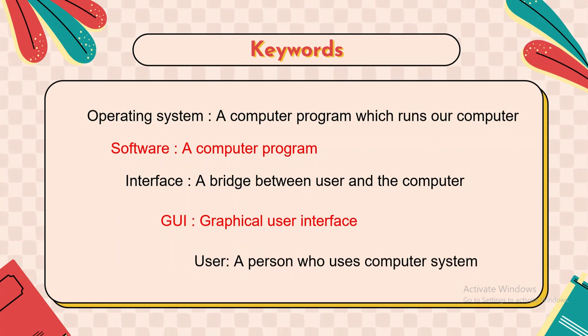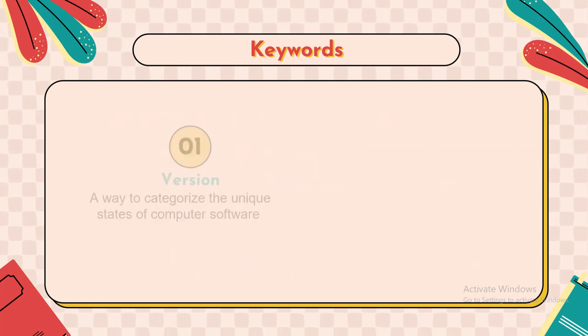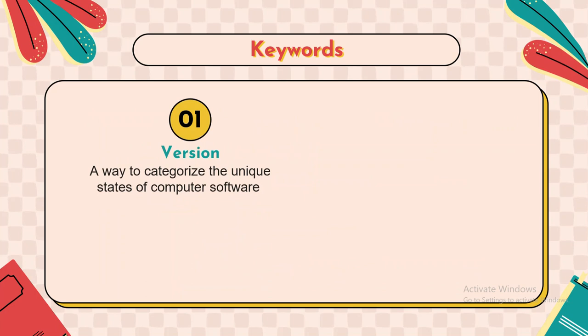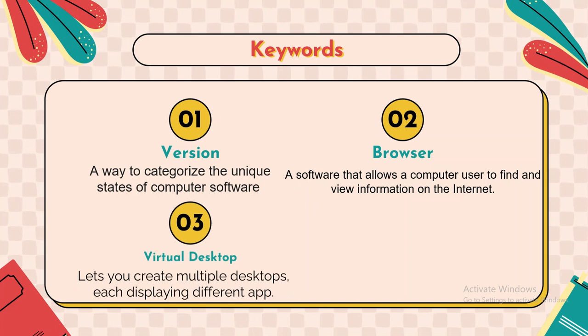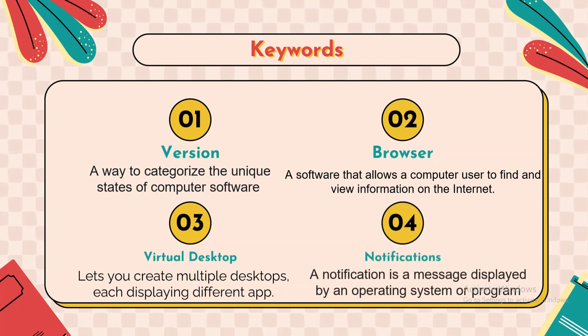User, a person who uses the computer system. Version, a way to categorize the unique state of a computer software. Browser, a software that allows a computer user to find and view information on the internet. Number 3, virtual desktop. Lets you create multiple desktops, each displaying different apps or applications or programs. Notification. A notification is a message displayed by an operating system or program.